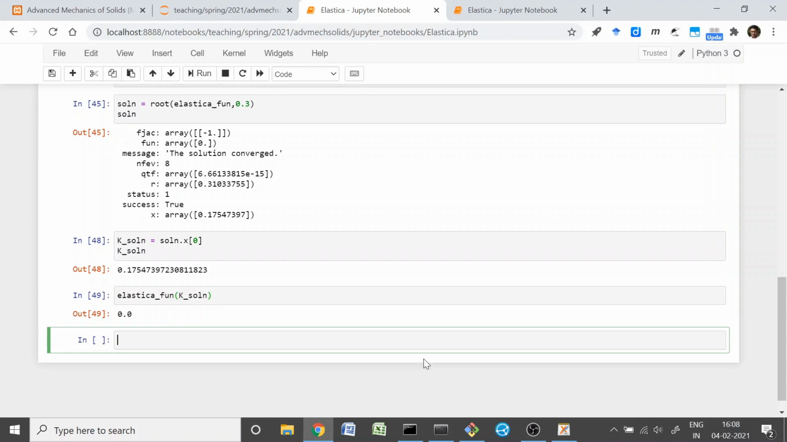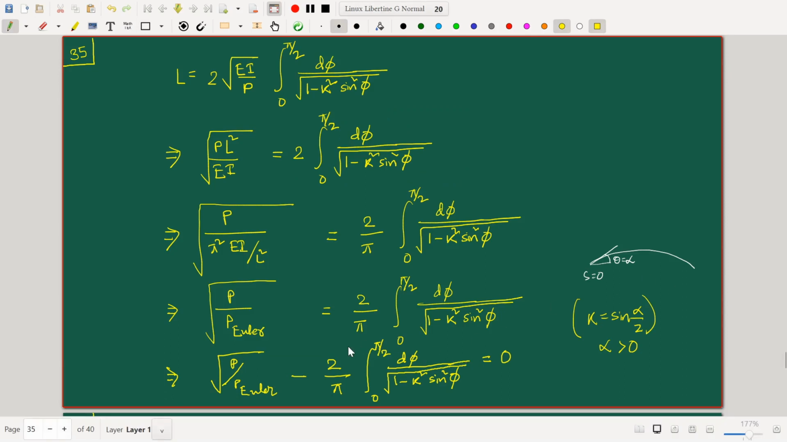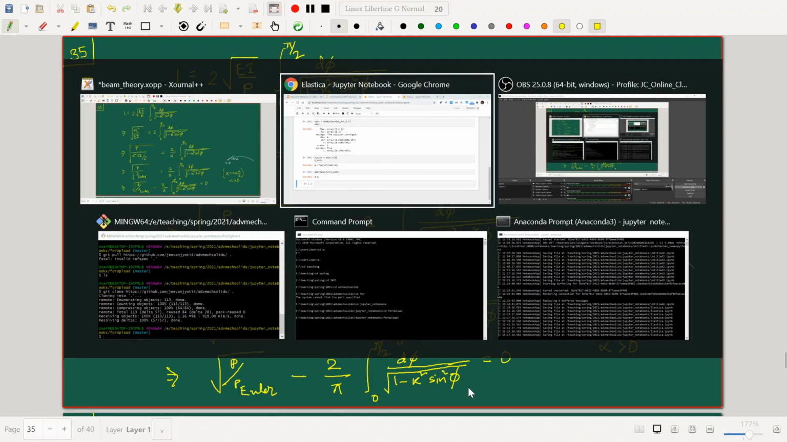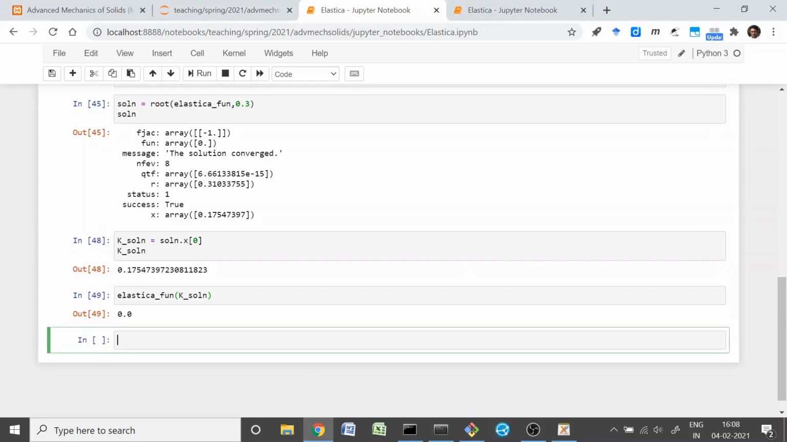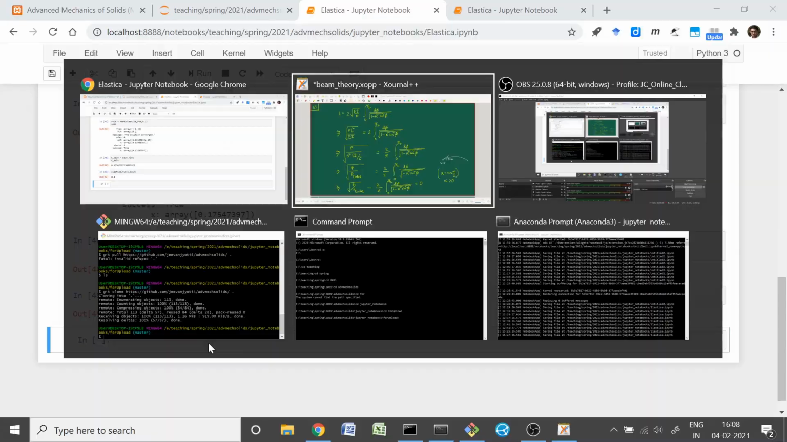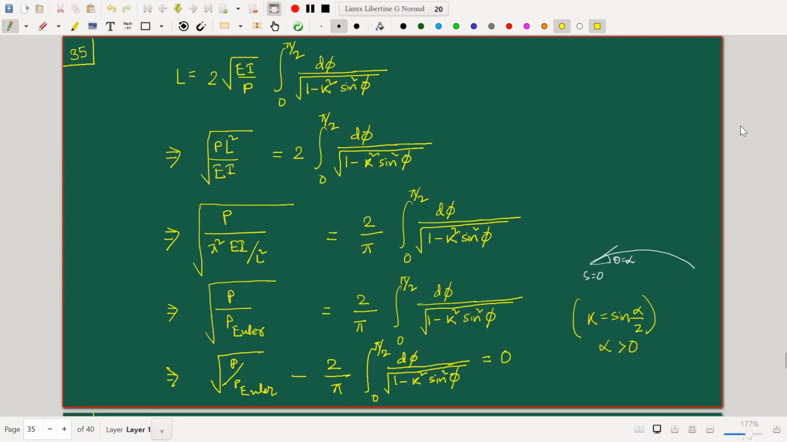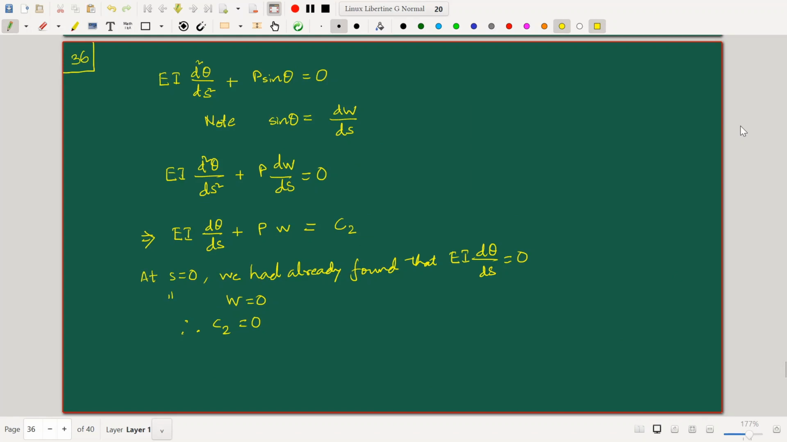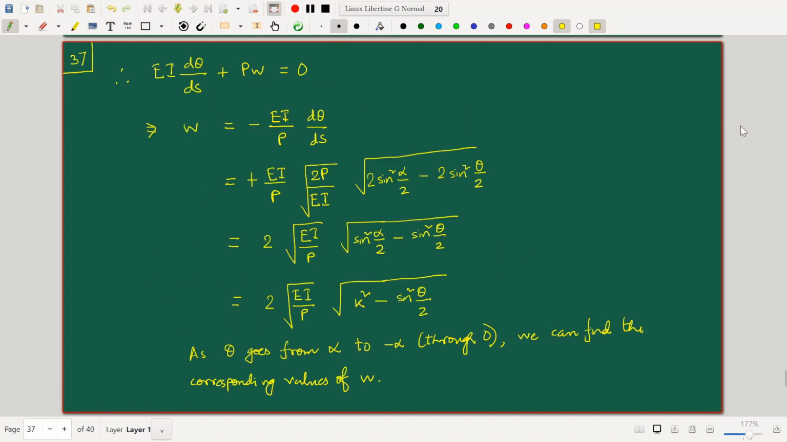Okay, so what we were saying earlier, that given a value of P or equivalently P by P Euler, our job is to find out the value of K such that this equation is satisfied. That job is done now. Okay, all right. Next, once we have the value of this K, what we are going to do is to try to find out the deflection W. Okay, so let's go back to our notes and take a look there what we have done. So we had covered the steps and then we had arrived at this particular expression for W.